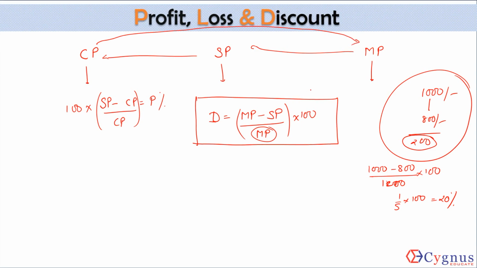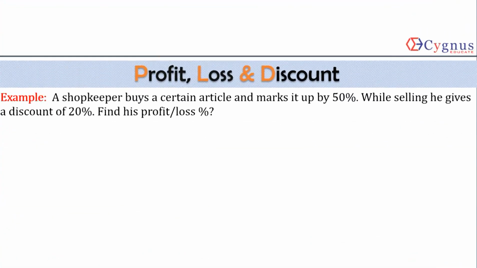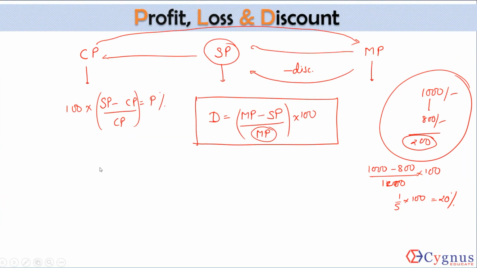The retailer, the shopkeeper, will always increase the price and print it on the article. So that becomes mark price. After that, he'll give you a discount. So discount will be subtracted from mark price so that you get SP. So what's the relationship among these three terms? Let's look at this.